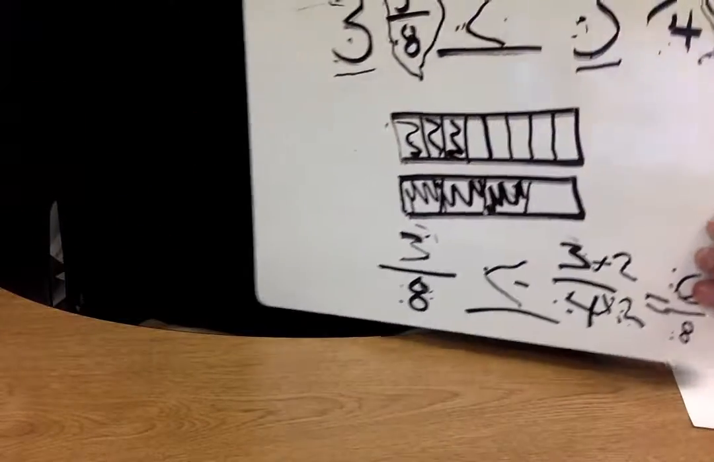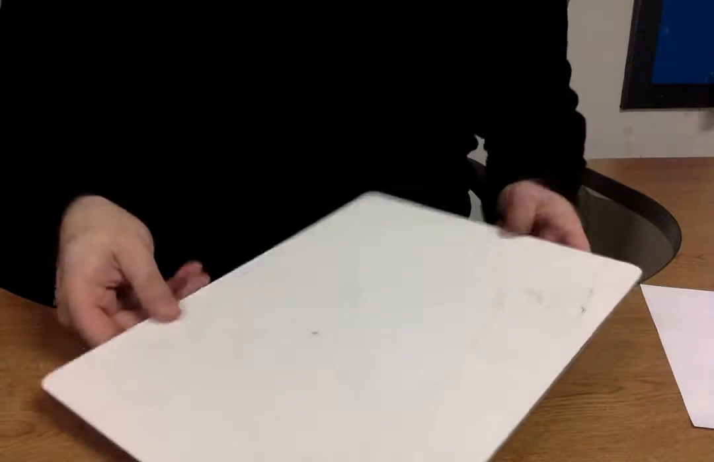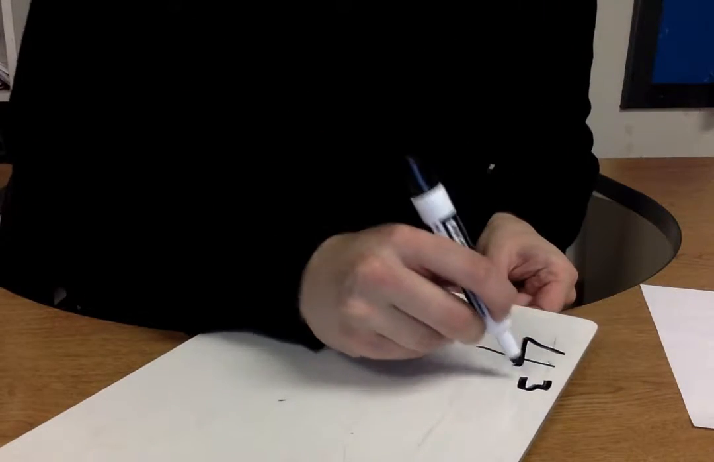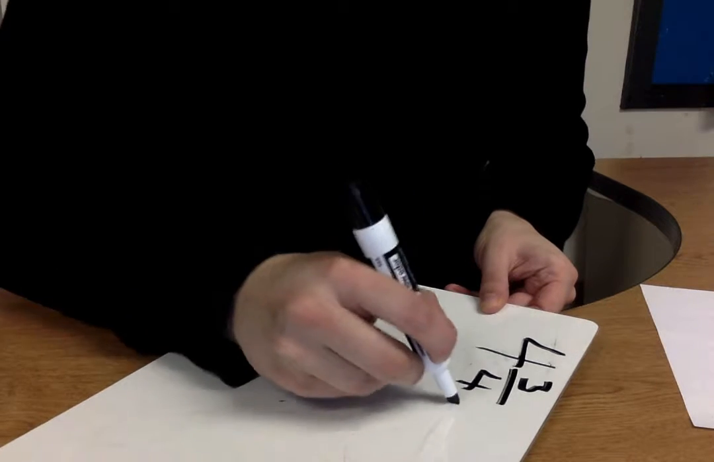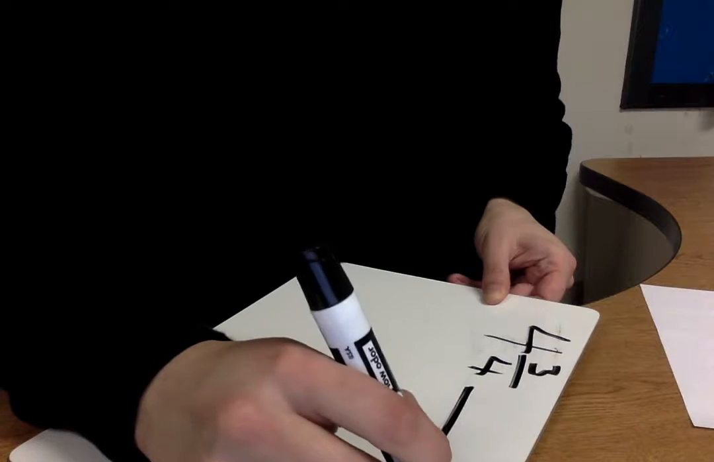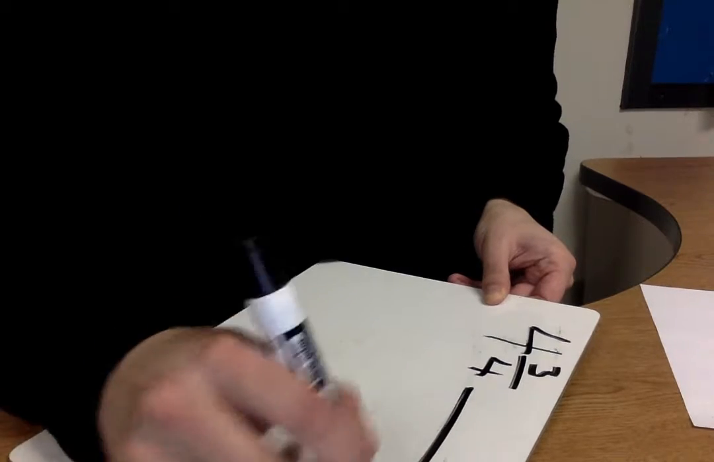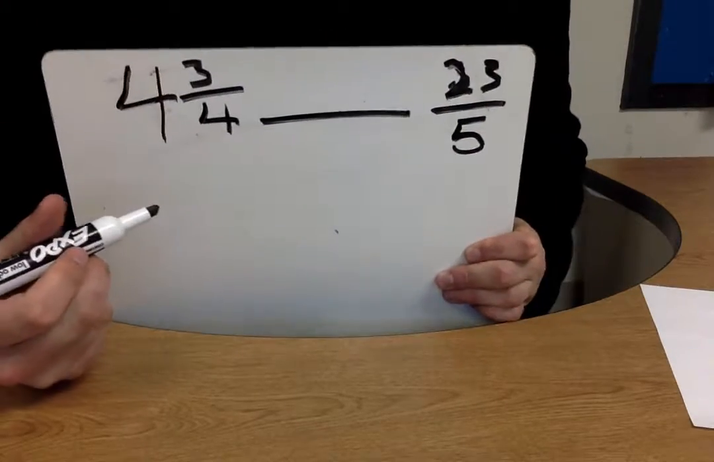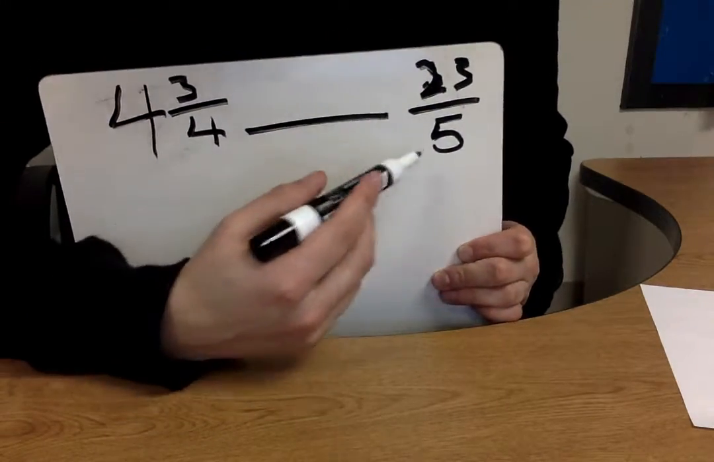So you might see 2 mixed numbers like we just had, or on the worksheet you might see it written where you have one mixed number like 4 3/4, and they may ask you to compare an improper fraction like 23 fifths. So now our job, we have one extra step. So we have 4 3/4 and we have 23 fifths.